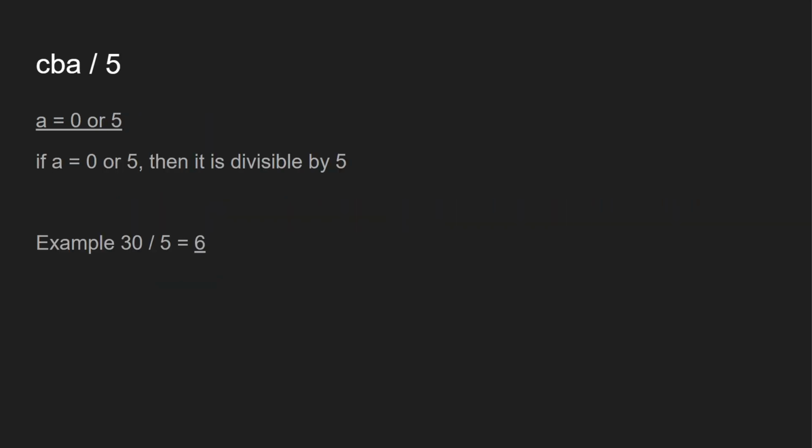Divisibility by 5, also very straightforward, very simple. If the number in the singles digit is either 0 or 5, it's divisible by 5. 30, it's divisible by 5. 110, it's divisible by 5. As long as the final digit is either 0 or 5, it's divisible by 5.